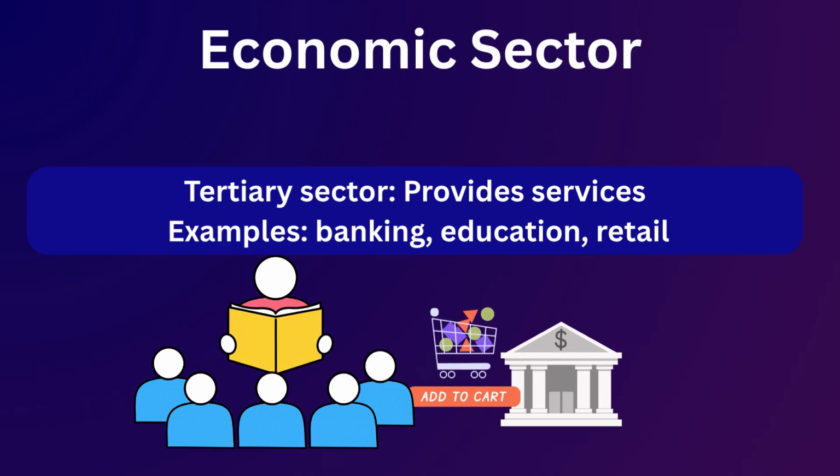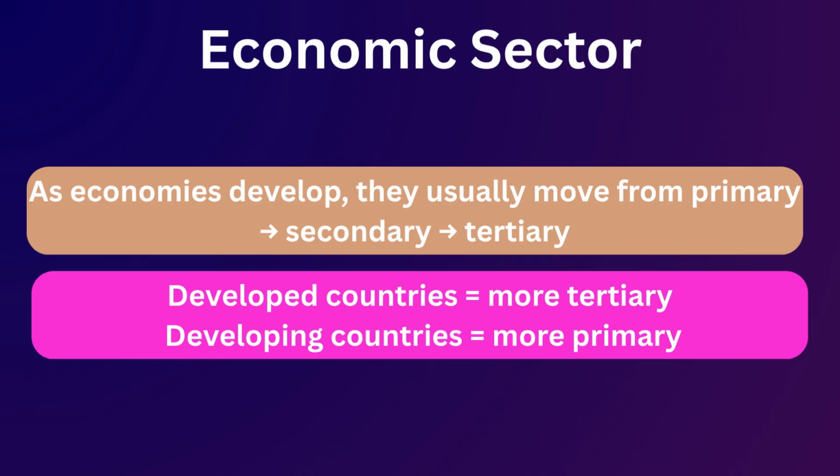And lastly, the tertiary sector that provides services. Examples: banking, education, and retail. As economies develop, they usually move from primary to secondary to tertiary. That's a classic exam point. Quick exam tip. Developed countries equals more tertiary industry. Developing countries equals more primary industry.